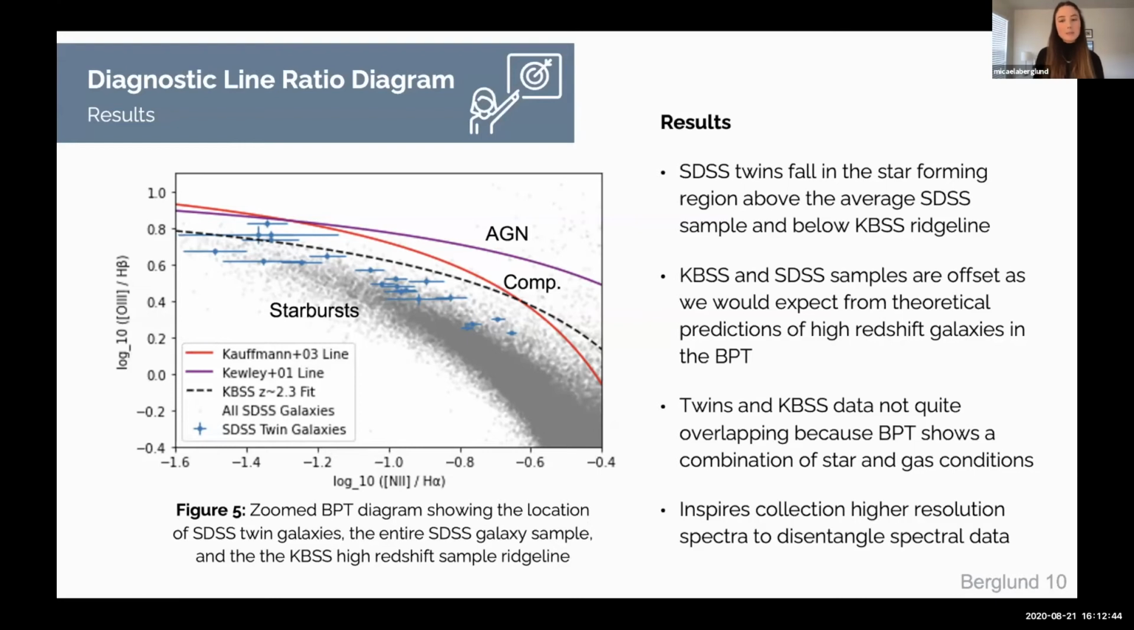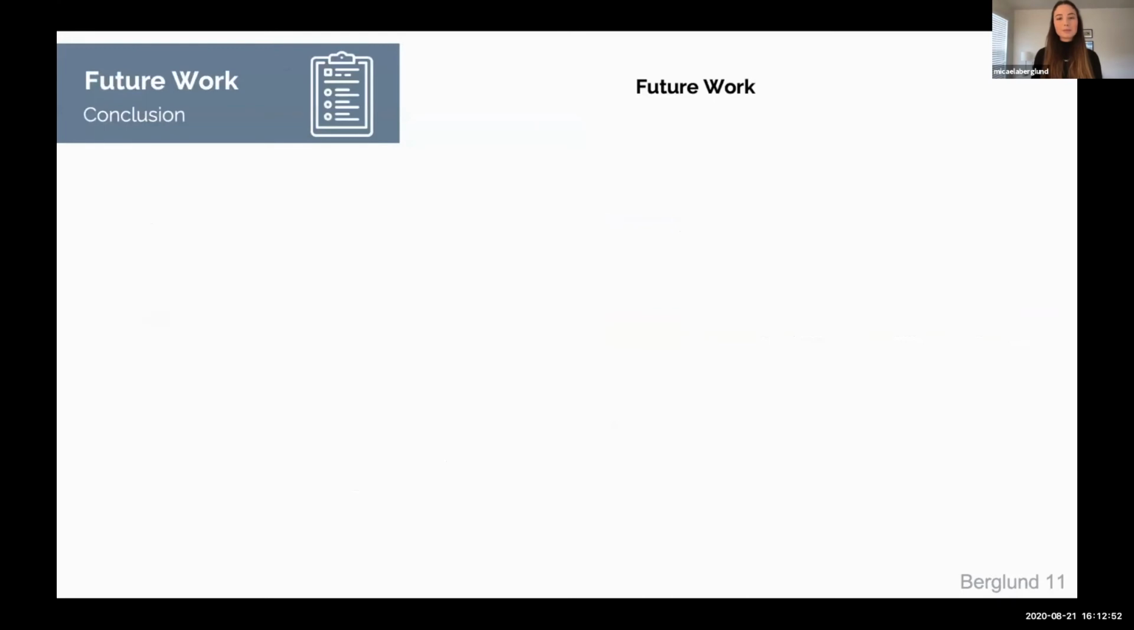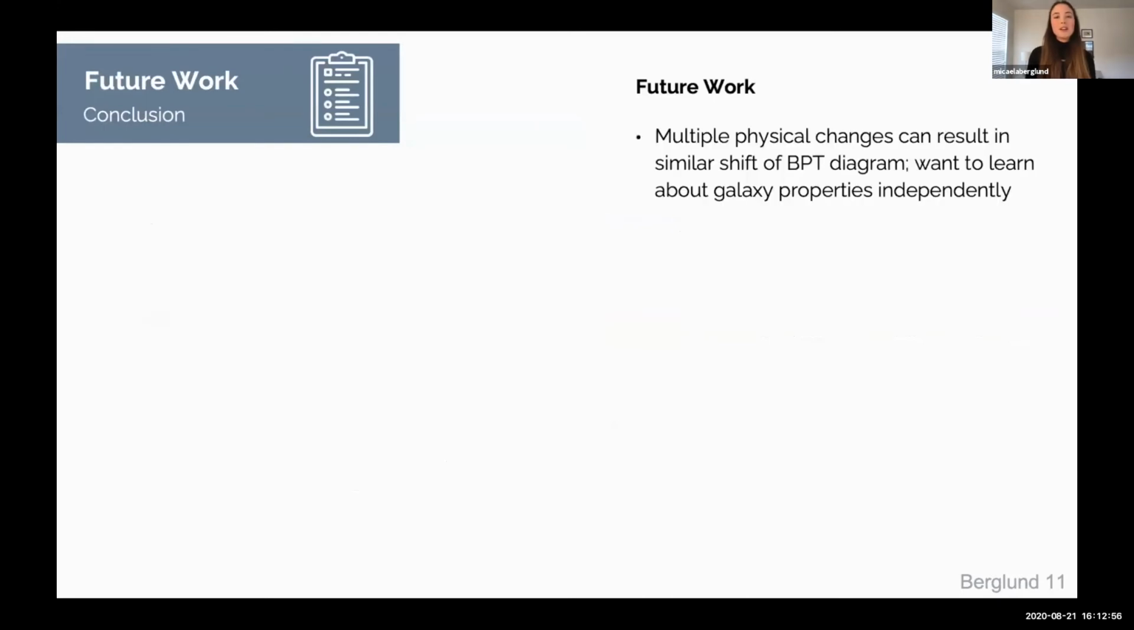And this inspires collection of higher resolution spectra so that we can disentangle the data and find a local analog that matches more perfectly. And this leads into some incredibly exciting future work. As I said, multiple physical changes can result in a similar shift on the BPT diagram. So we want to learn about the galaxy properties independently. We want to parse out this information.